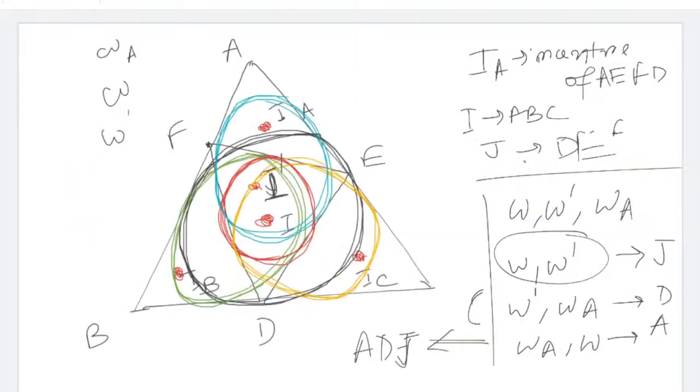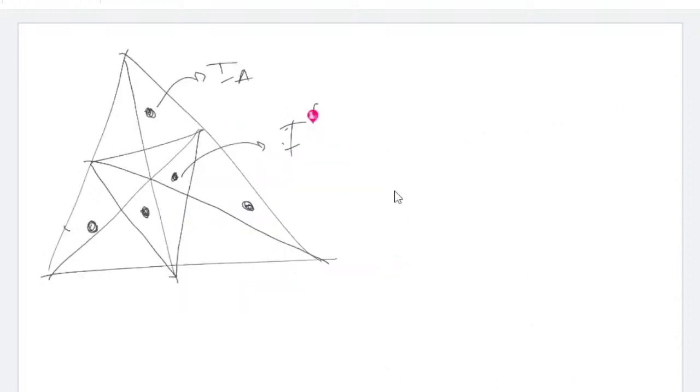Okay, that is maybe a good start. Let's just draw a simple diagram without any circles on the next page. Let's see, what do we do here? Sorry, this is I dash.